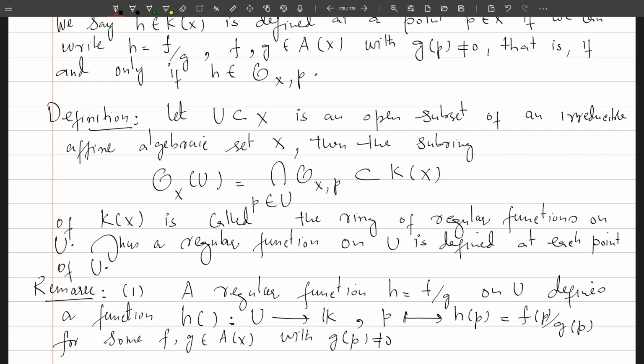So one can note over here, this is a well-defined function. Note that this is a well-defined function.